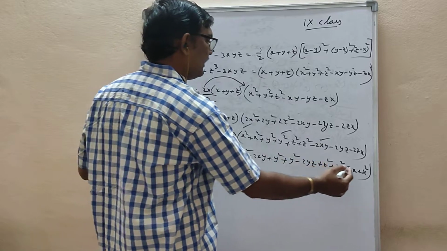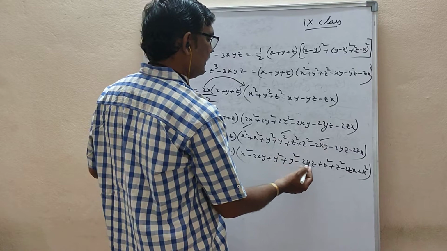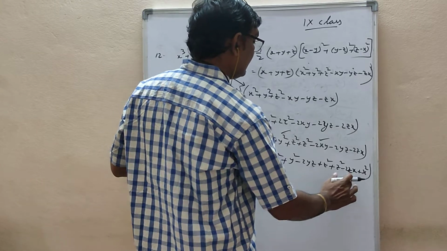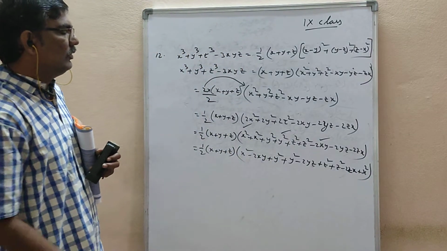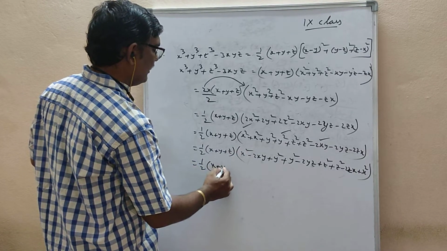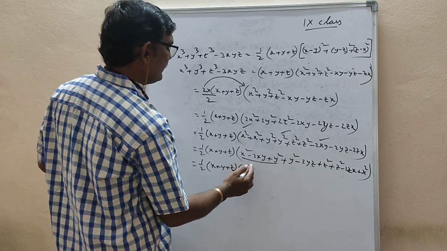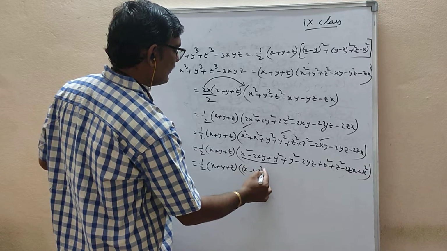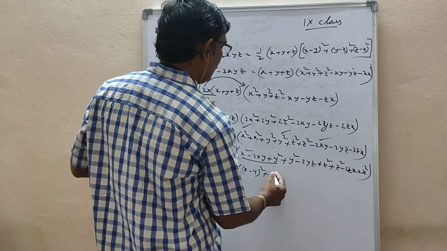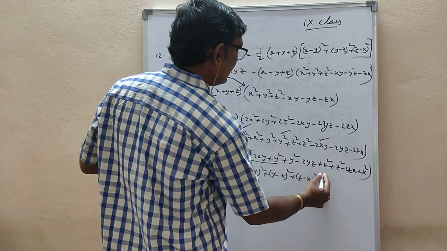Now x squares 2 are there, here also x squares 2. Y squares 2 are there, here also 2. Z squares you have 2, here also 2. Minus 2xy, minus 2yz, minus 2zx. So, no other terms are there here. So again I am writing half into x plus y plus z into, first, a square minus 2ab plus b square: x minus y whole square. Second one, y minus z whole square. Third one, z minus x whole square.